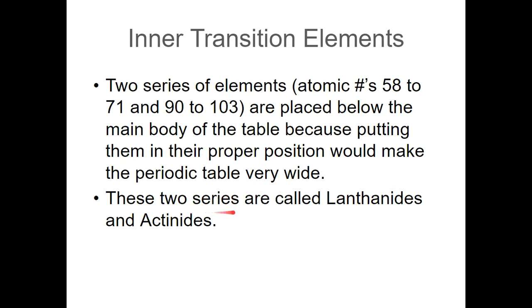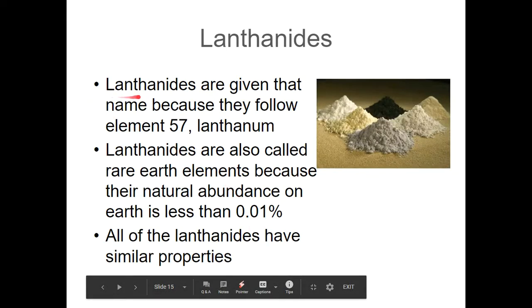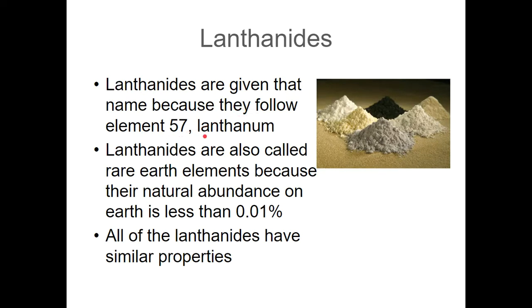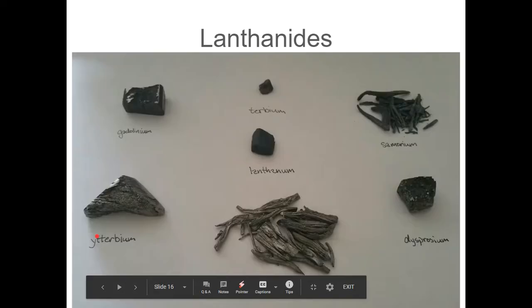These two series of elements are called the lanthanides and actinides. The lanthanides are given their name because they follow element 57, lanthanum. The lanthanides are also called rare earth metals because their natural abundance is less than 0.01%. Very little. And all the lanthanides have similar properties. Here we have a picture of some of the lanthanides.